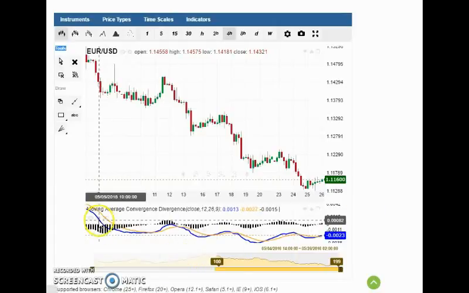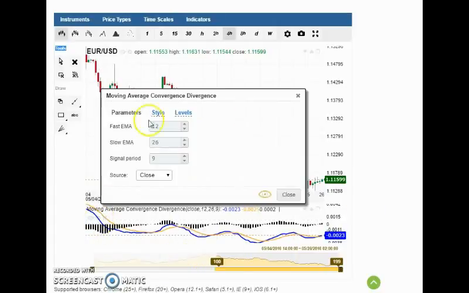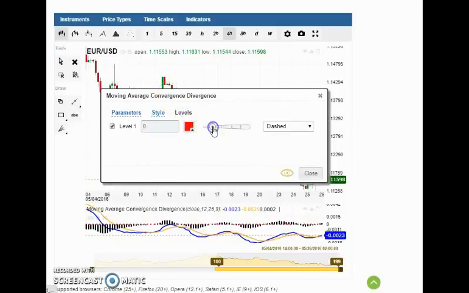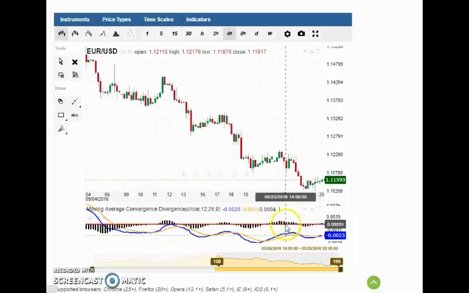Okay, so let's just edit our MACD indicator here. Just want you guys to see the signal line, so we're just going to enlarge this. Okay, there you have it. That right there is called your signal line. When it's at 0, that is the signal line's at 0.